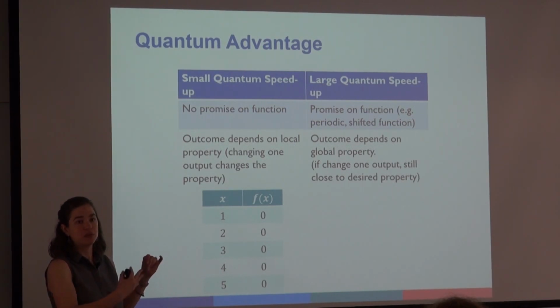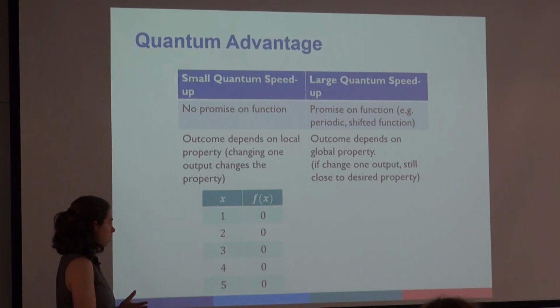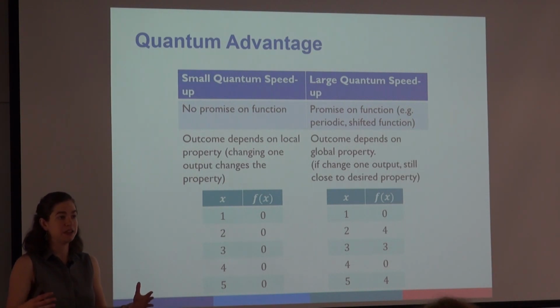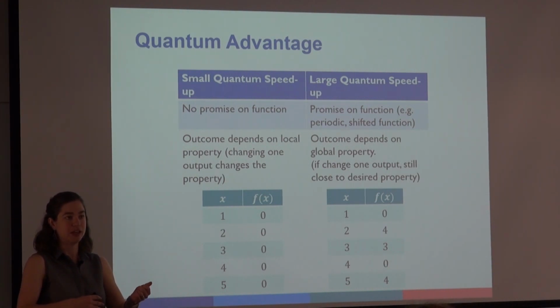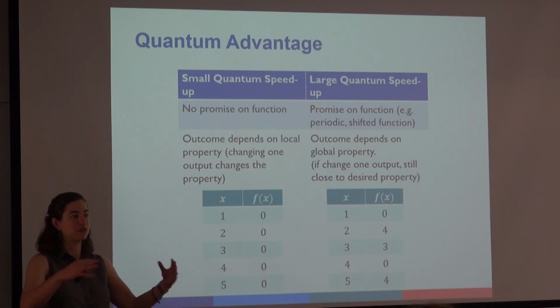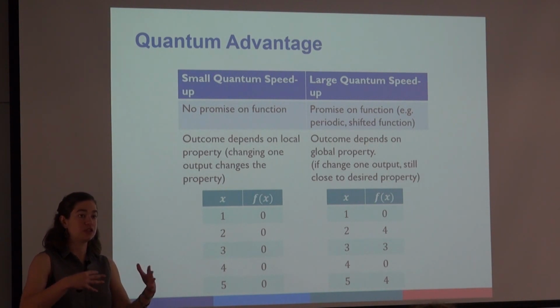And so it seems like when something has that property, quantum computers don't seem to have a very big advantage. On the other hand, for these types of functions, if you wanted to change the period, you couldn't just change one value of the function. You would have to change a global property. You'd have to change the function in many places in order to get to a new value of the property.